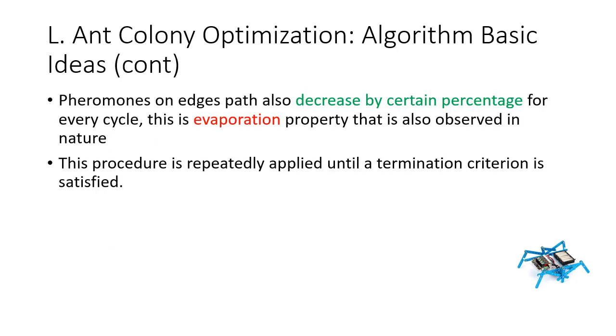Pheromones on the edges also decrease by a certain percentage for every cycle. This is the evaporation property, and it is also observed in nature because in nature, pheromones will decay. This procedure will then be applied repeatedly until a termination criterion is satisfied.